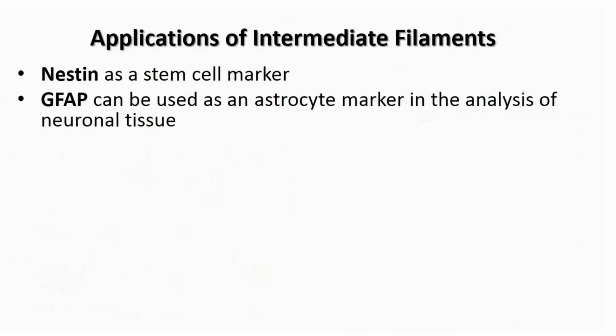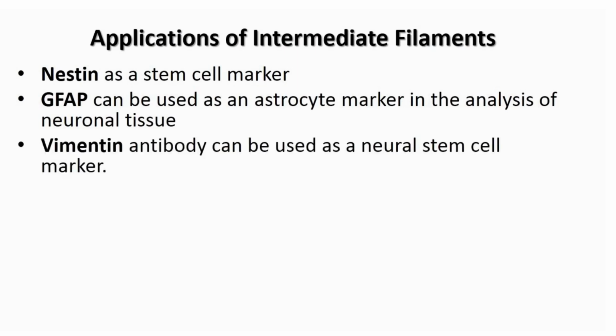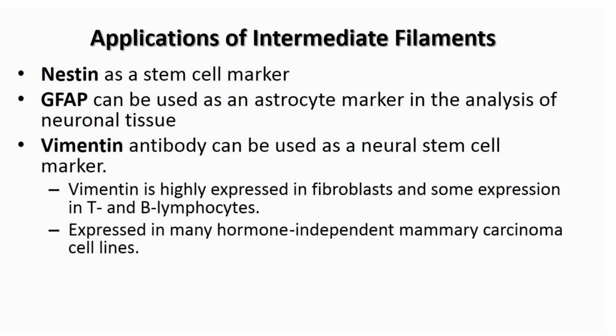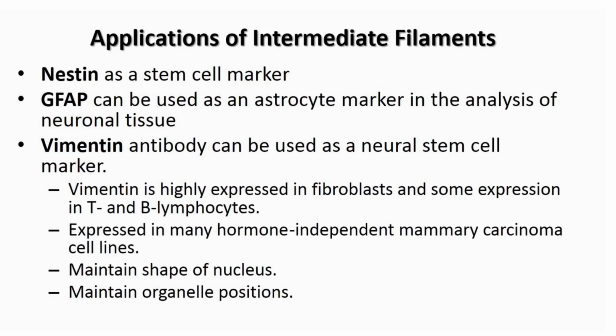Now, what are the applications of intermediate filaments? Nestin is a stem cell marker. GFAP, glial fibrillary acidic protein, can be used as an astrocyte marker in analysis of neuronal tissues. Vimentin, very important, is an antibody that can be used as a neural stem cell marker. Vimentin is highly expressed in fibroblasts, and some expression is also found in T and B lymphocytes. It is expressed in many hormone independent mammary carcinoma cell lines. Vimentin maintains the shape of the nucleus, and also maintains the organelle positions, so they do not dangle and move from one end to another. So those were the applications of intermediate filaments.